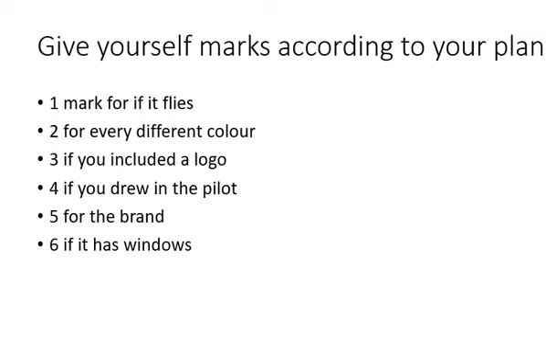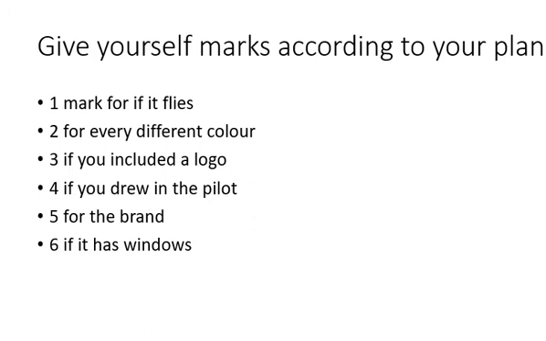If you've coloured a little bit of it in, you get 2 marks. If there are 2 different colours, it's 4 marks, so on and so forth. 3 marks if you included a logo, and 3 marks for every time that logo is used. 4 marks for if you drew in the pilot, an extra 4 bonus marks if you have the co-pilot, 5 for the brand, and 6 if you've drawn on windows. In fact, you can have 6 points for every window that you've drawn on your paper aeroplane.